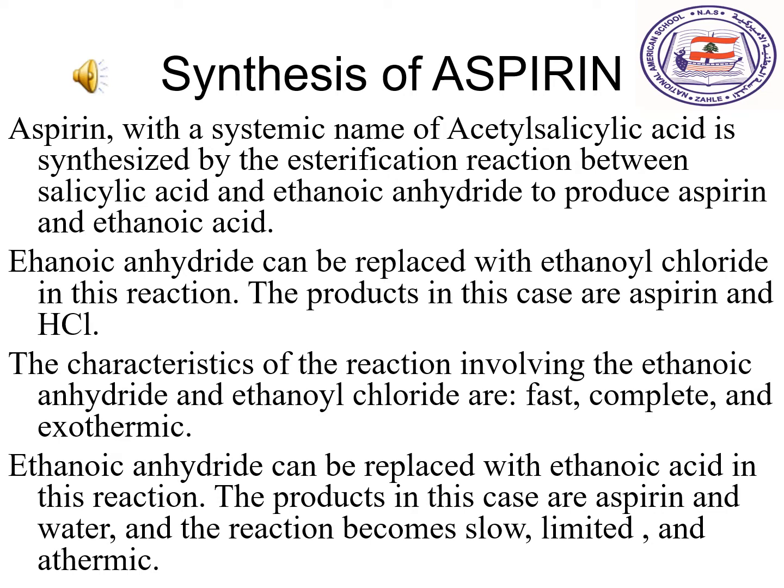What are the characteristics of such a reaction involving the ethanoic anhydride or the ethanoyl chloride? The characteristics are fast, complete, and exothermic. Now, if the ethanoic anhydride is replaced with ethanoic acid in this reaction, the products will be aspirin and water, and the reaction becomes slow, limited, and athermic.